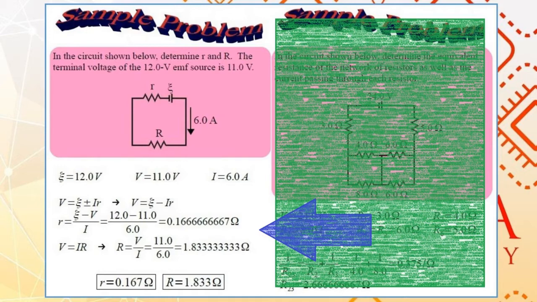With regards to the large resistance capital R, Ohm's law tells us V is equal to IR. The voltage across the resistance is equal to the current passing through the resistance times the resistance. Since the resistance is attached to the real EMF source, the terminal voltage is equal to IR. Knowing the current, the only unknown is capital R, and we are able to calculate capital R to be 1.8333 and so on ohms. So we have internal resistance 0.167 ohms, and capital R resistance is equal to 1.833 ohms.